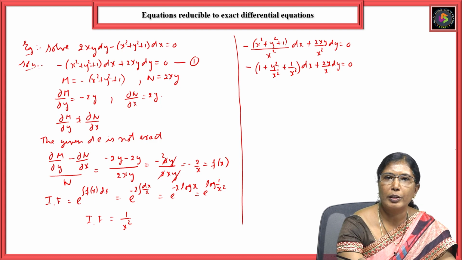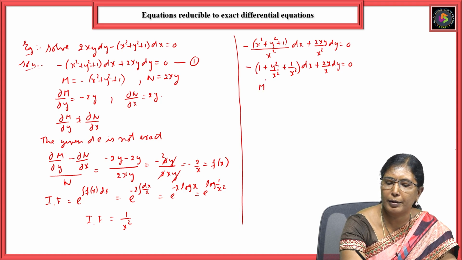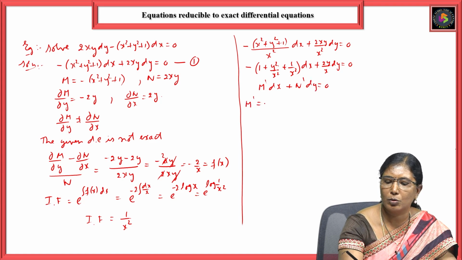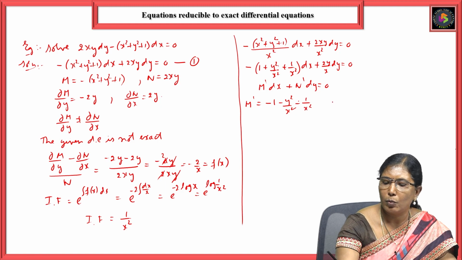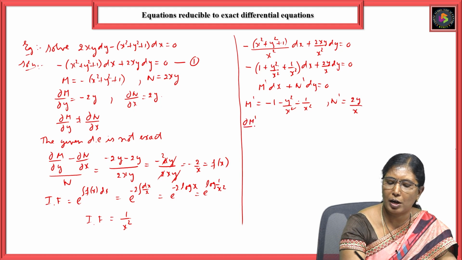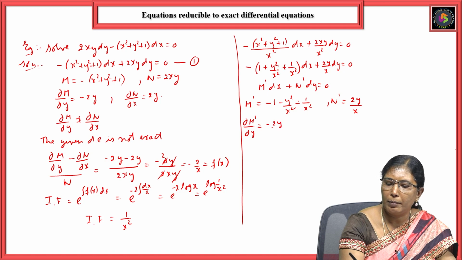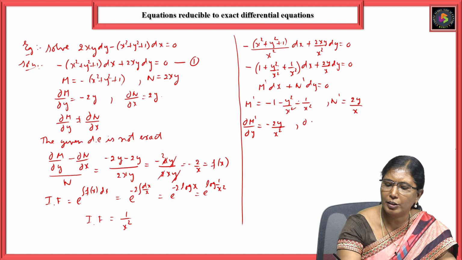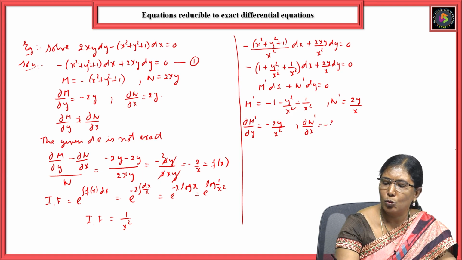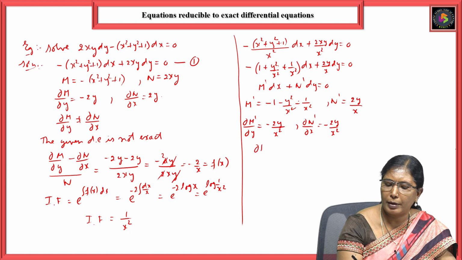Now you should check whether it is reduced to exact or not. This is of the form M dash dx plus N dash dy is equal to 0. What is M dash here? M dash is equal to minus 1 minus y square by x square minus 1 by x square. N dash is 2y by x. Differentiate M dash partially with respect to y: we get minus 2y by x square. Differentiate N dash partially with respect to x: we get minus 2y by x square. So ∂M dash/∂y is equal to ∂N dash/∂x.